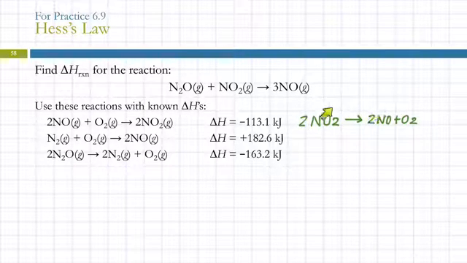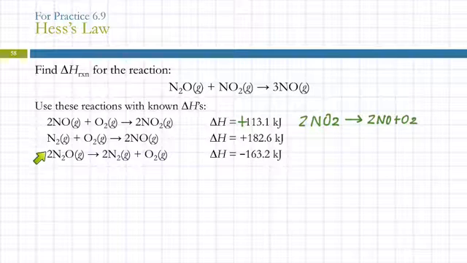So when I switch it backwards like that, what do I have to do to delta H? I have to change the sign. So I'm going to make it positive. It was negative. I'm going to make it positive. So I'm making progress, but I still don't have things taken care of.